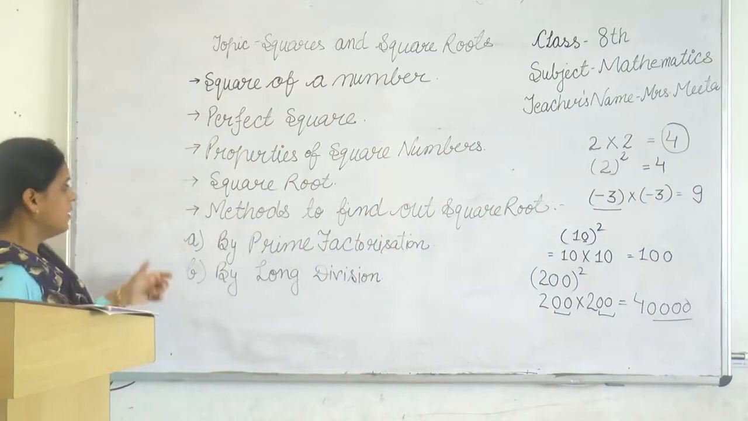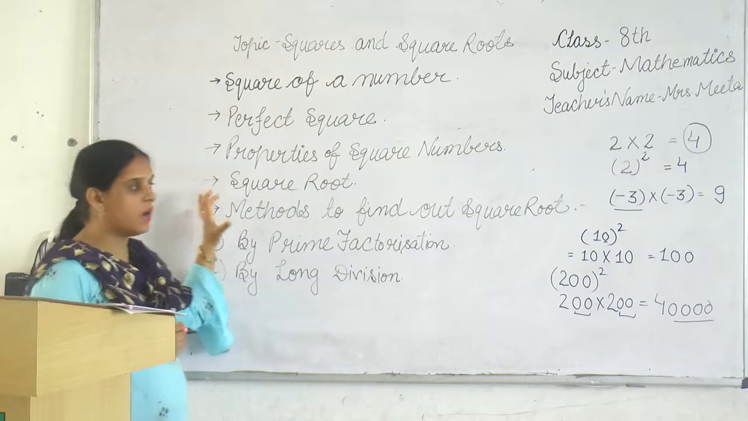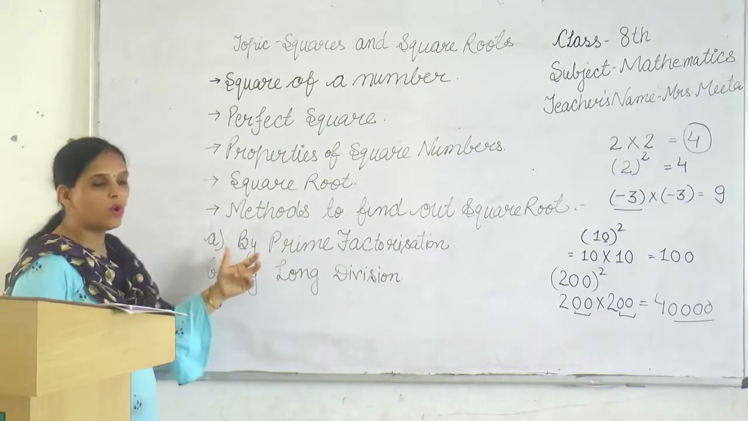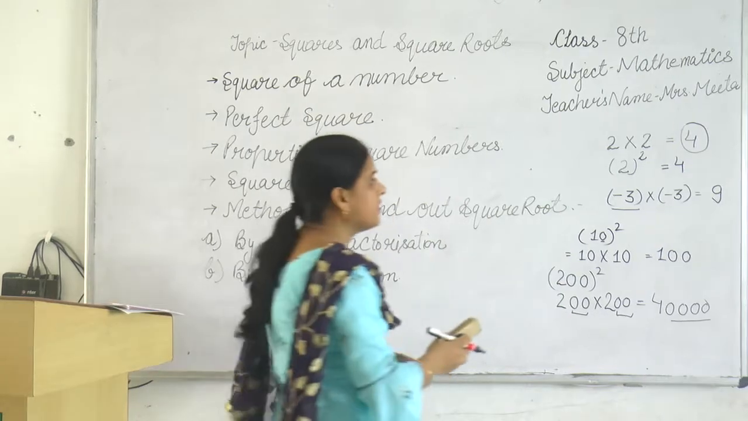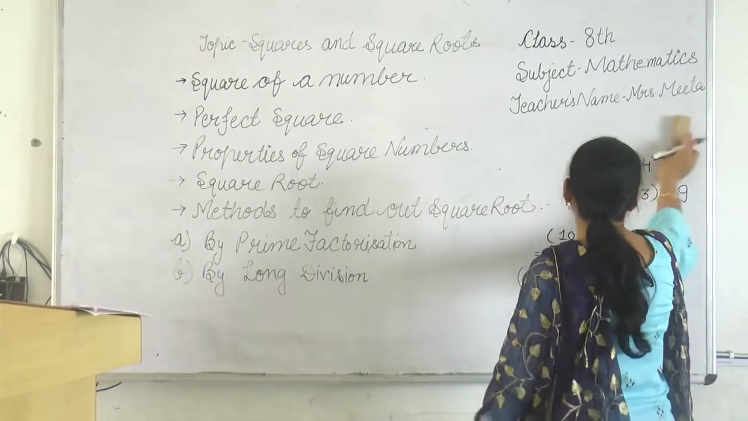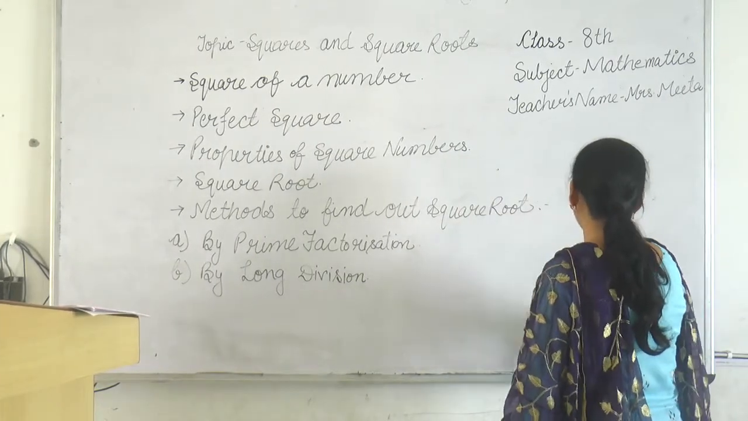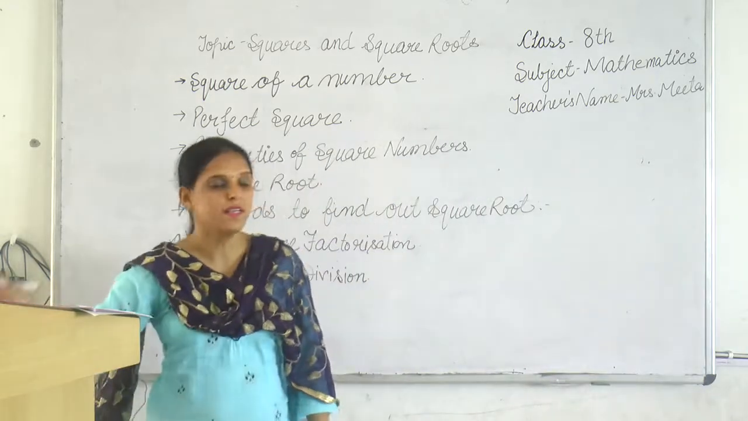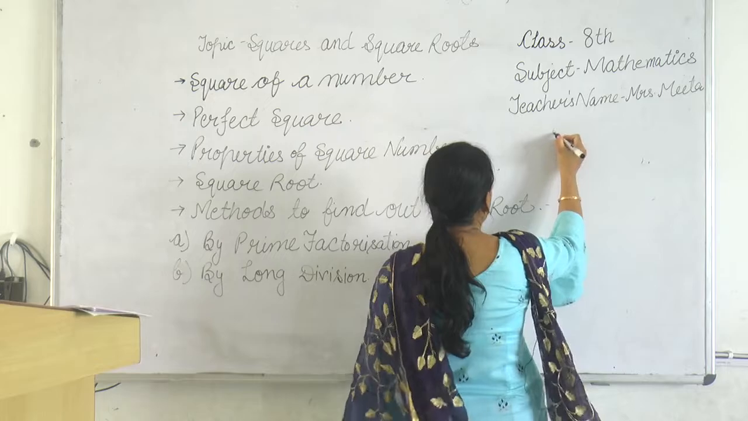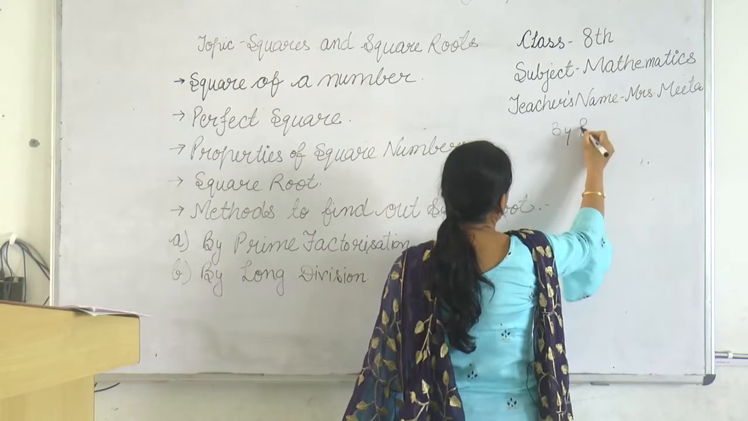Now there are two methods of finding the square root. The first one is called prime factorization and the second one is called the long division method. Now I am explaining both of them one by one. If we take the example by prime factorization, firstly I am explaining that.